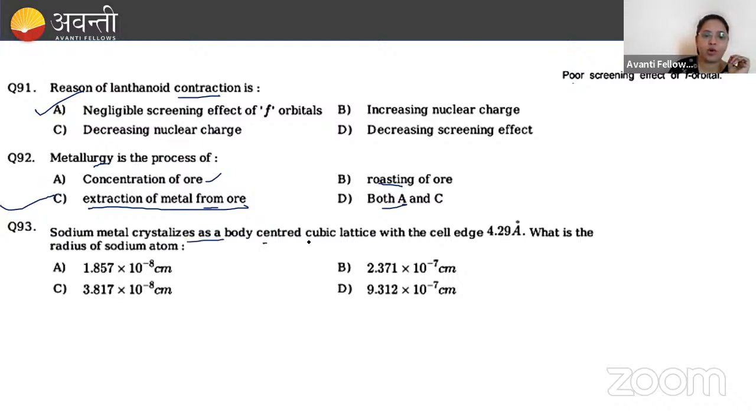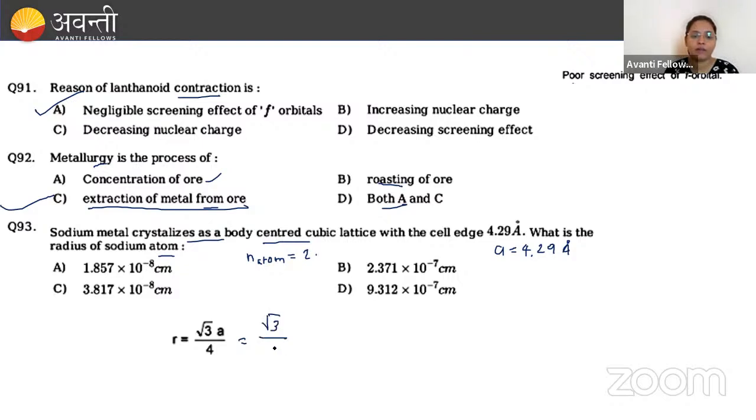Next, sodium metal crystallizes in a body centered cubic lattice with cell edge a given as 4.29 angstrom. Very good, it is a BCC crystal lattice. What is the radius of the sodium atom? In BCC, the number of atoms is equal to 2. We need to find R. The relation between R and a is R equals root 3 by 4 a. Put the value of a here: root 3 divided by 4 multiplied by 4.29. It is in angstrom, converted into centimeter, 10 raised to minus 10. When you do this calculation, you will find which option is correct? Question 93, option A is correct: 1.857 into 10 raised to minus 8 centimeter.